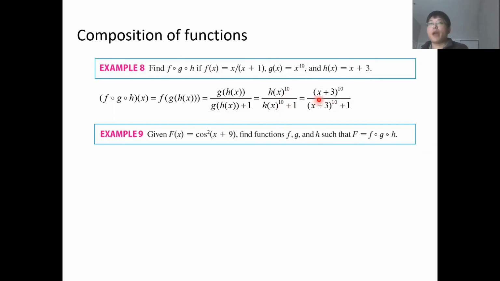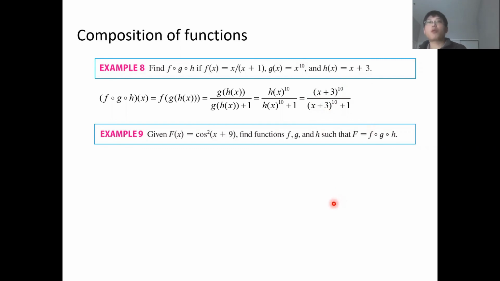So the result will be x plus 3 to the 10th power divided by x plus 3 to the 10th power plus 1. I think this is already a simplified form. There's no way to further simplify this expression, so it will be good to keep it like this.